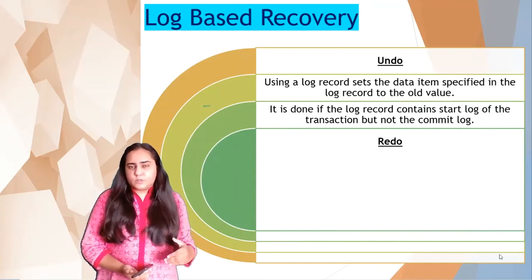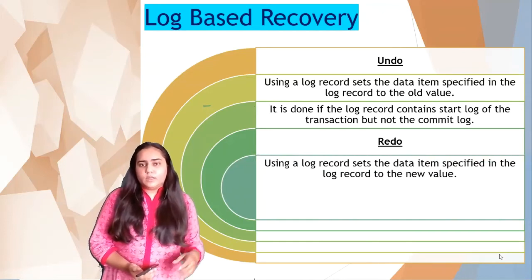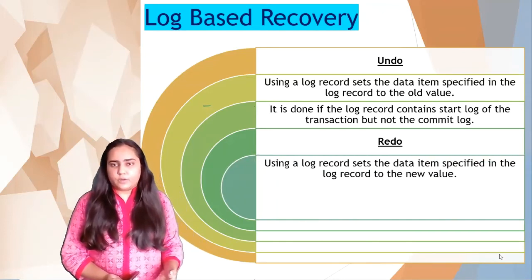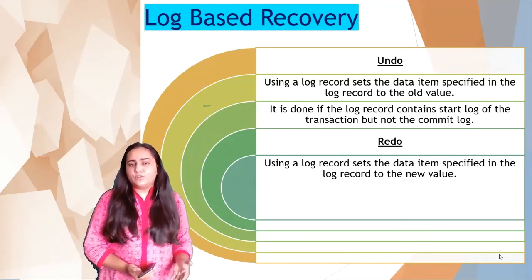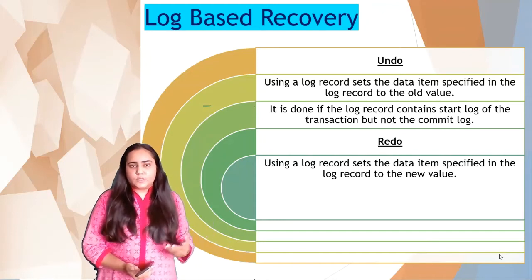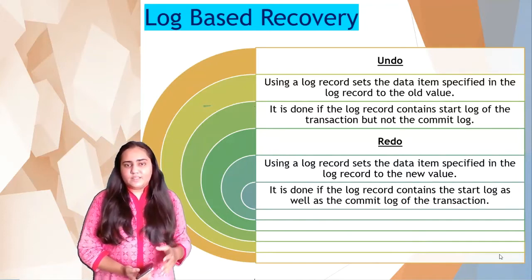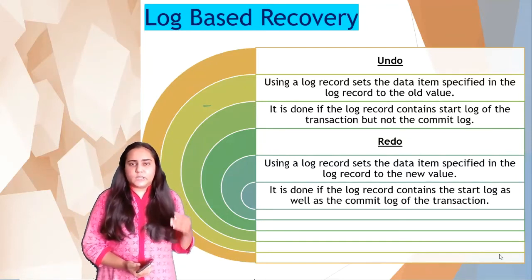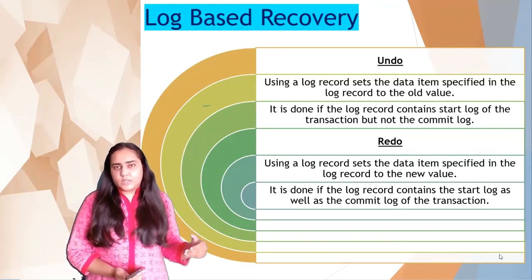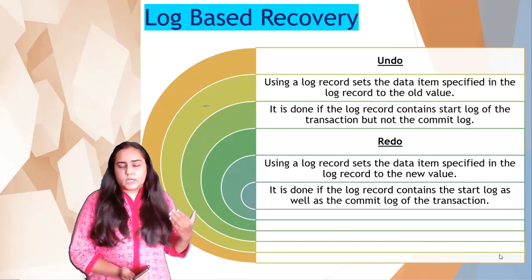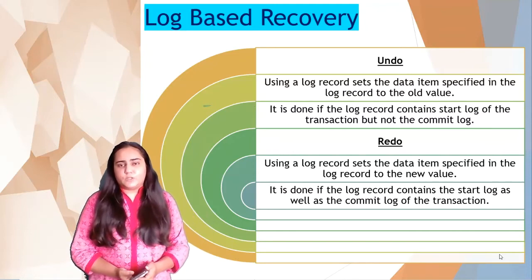The next option in log-based recovery is redo. In redo, using the log record, the data item which is specified is set to the new value. So in undo, it is set to the old value, and in redo, it is set to the new value. This is done if the log contains the start log as well as the commit log of the transaction. So if a failure has occurred and the log contains start and commit both of the transaction, then the redo operation can be done.